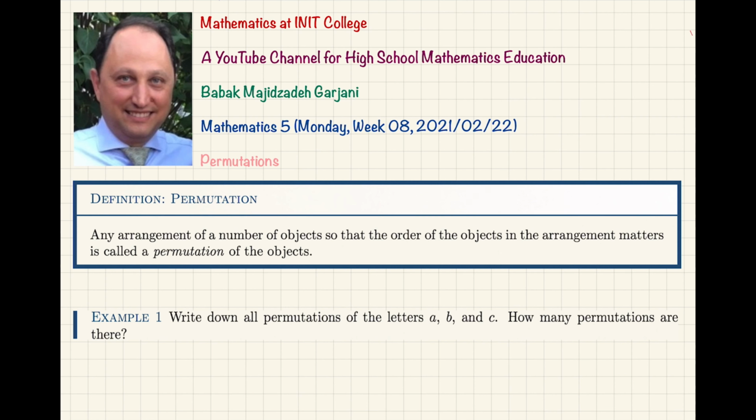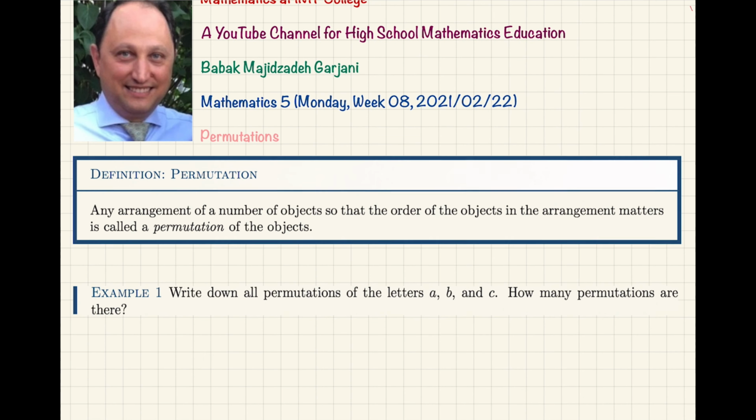Hello. So we continue our discussion in combinatorics by talking about permutations today. Let me first define for you what a permutation is. Any arrangement of a number of objects so that the order of the objects in the arrangement matters is called a permutation of the objects.